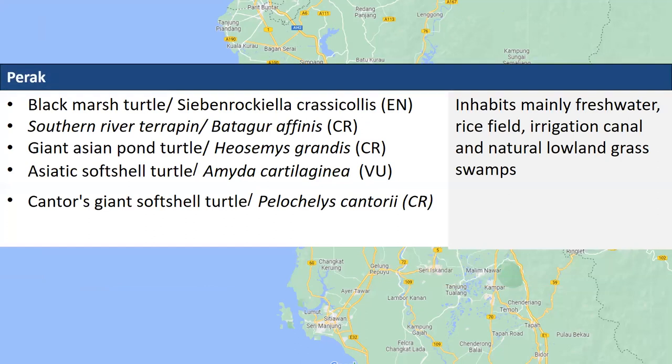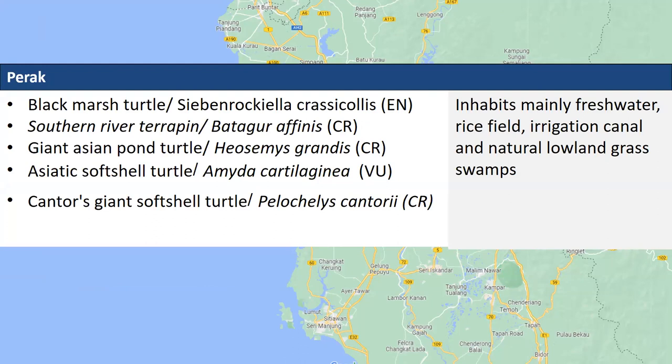Okay. Dan selebihnya terdapat lagi lima spesies yang telah dikenal pasti berada di throughout distribution dia ialah seluruh Perak, tetapi kawasan dia more concentrated kepada kawasan yang ada air ataupun fresh water yang ada irrigation canals, macam rice field ataupun lowland grass swamp.